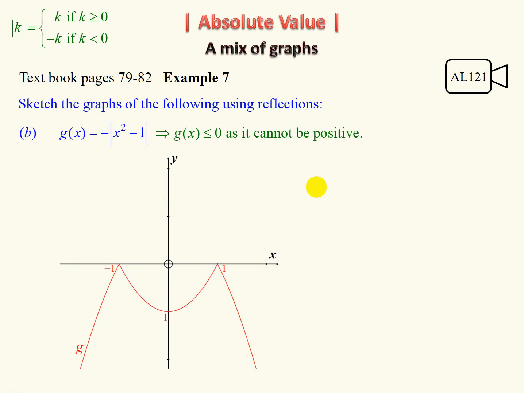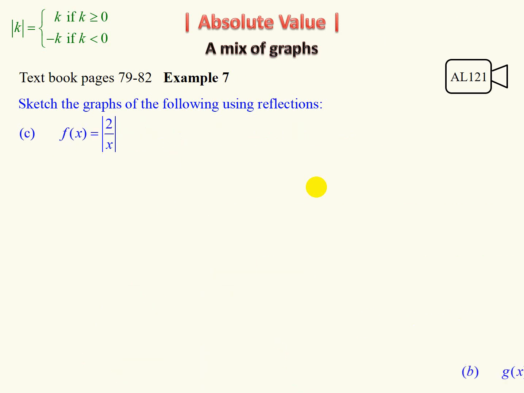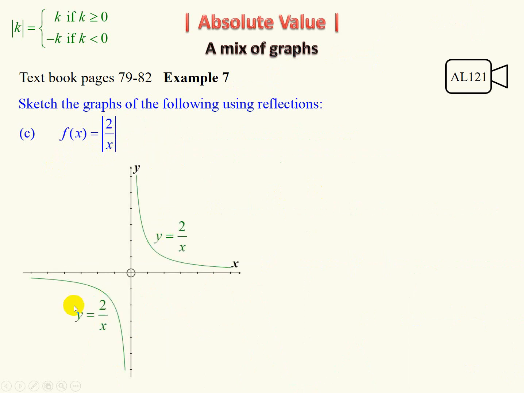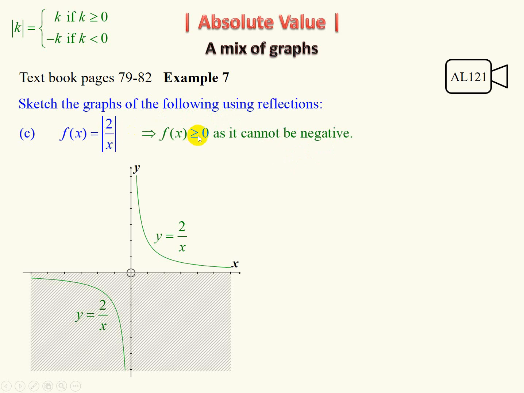Quite a bit simpler than using definitions. So now we have f of x equals absolute value of 2 over x. Well, there's y equals 2 over x. But now this cannot be negative. It's got to be greater than or equal to 0 because it's an absolute value. And the absolute value is a positive value. So therefore this section we cannot have. But we still have x values here, so what we're going to do is reflect this up to the top.